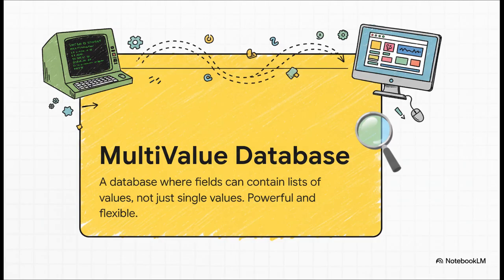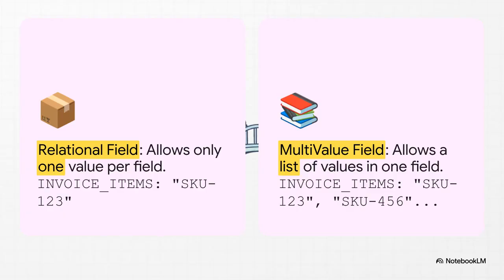Think of it less like a spreadsheet and more like a dynamic filing cabinet, where one single folder can hold a whole bunch of related documents. And this right here just perfectly illustrates the core difference. See, while a typical relational database field held just one item, a multi-value field could hold an entire list.